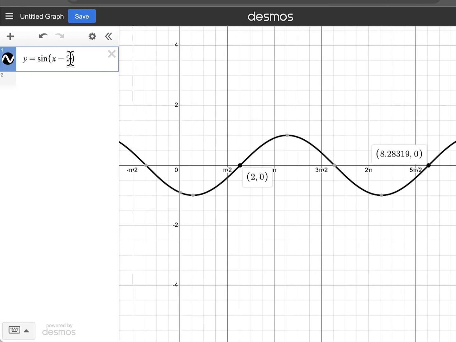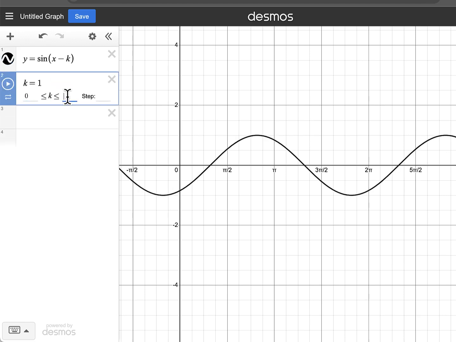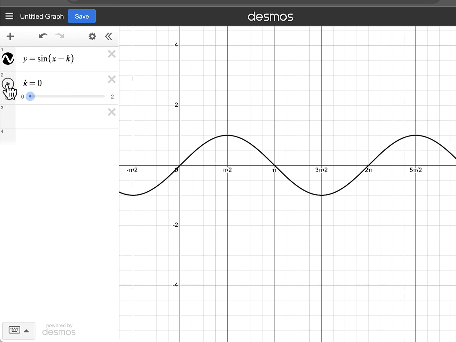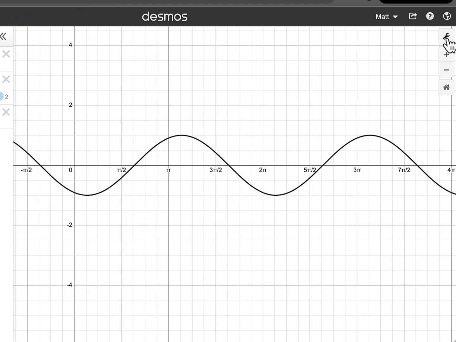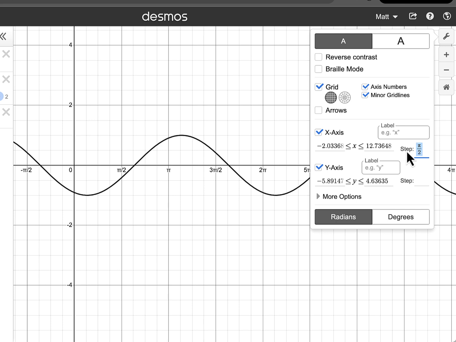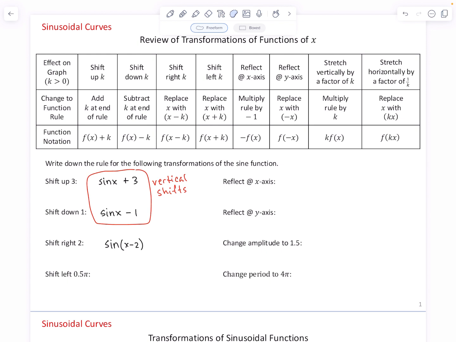And if you want to animate this, put a k here, add a slider, put the bounds from 0 to 2, make this play only once, drag k to 0. Here's the parent graph, and when you hit play, you'll see it shift dynamically to the right 2 units. If you want to see whole numbers on your x-axis, go to the wrench and get rid of the step size. It'll default to whole numbers, and you can clearly see one cycle of the wave beginning now at 2, 0 instead of the origin, and then completing one cycle 2 pi units later. Right, back to our notes.